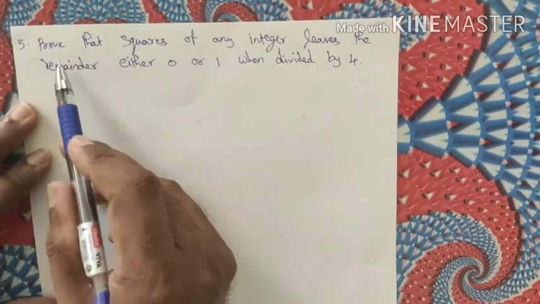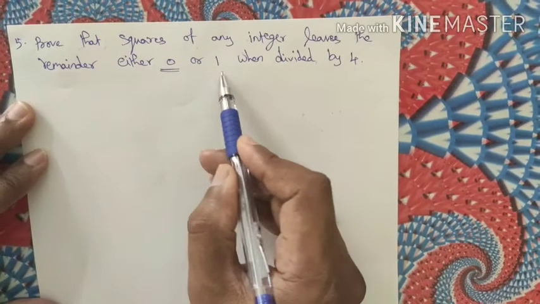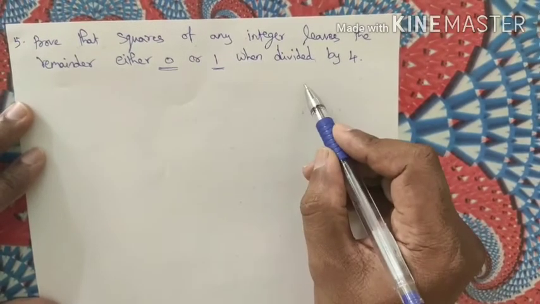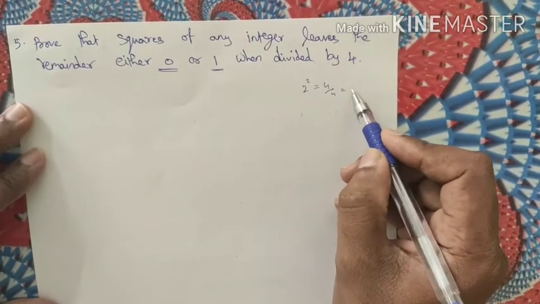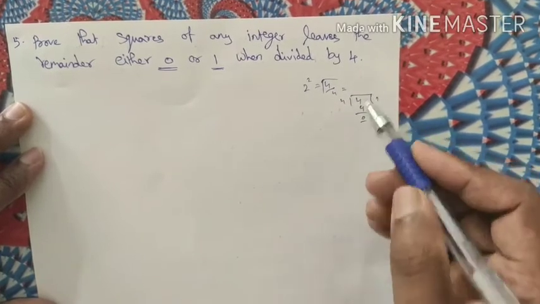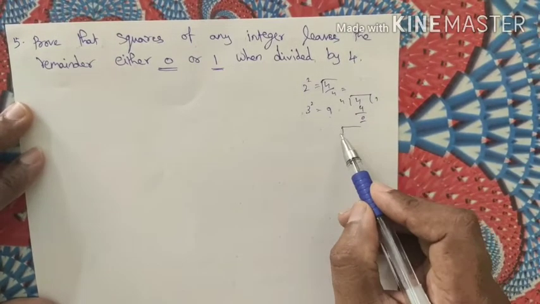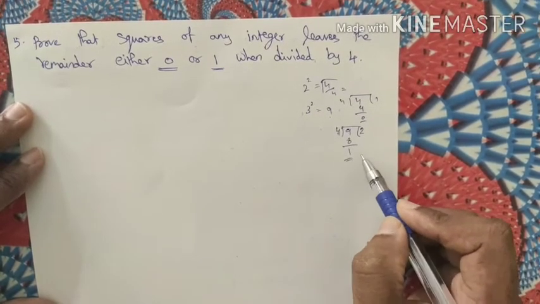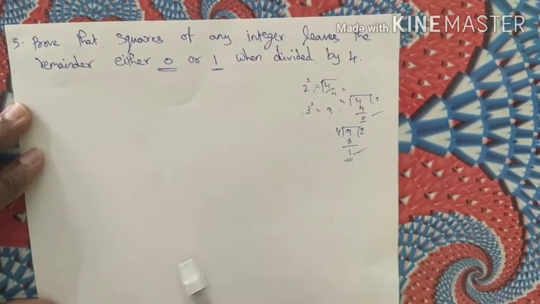Okay, question number 5. Prove that the square of any integer leaves the remainder either 0 or 1 when divided by 4. Whatever the number, it must be squared. Suppose I square the number 2, 2 square is equal to 4. If we divide by 4, it gives the remainder 0. And then suppose I choose the number 3. 3 square is equal to 9, right? If I divide 9 by 4, 4 twos are 8, remainder is 1. So almost the squares give either 0 or 1 as the remainder.